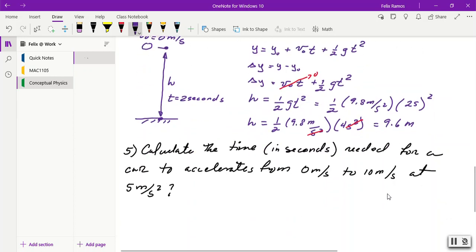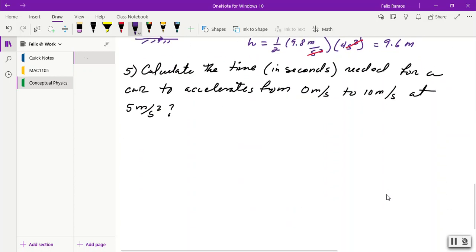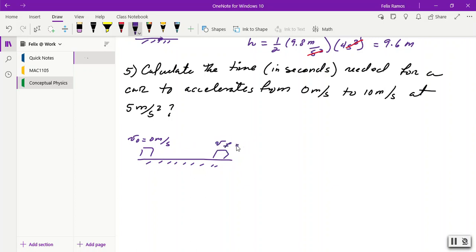And there is here a final problem. Let's say: calculate the time in seconds needed for the car to accelerate from 0 meters per second to 10 meters per second at 5 meters per second squared. So what we know in this case, we have our car over here. Here we have an initial velocity of 0 meters per second. Here we have a final velocity, a final speed, of 10 meters per second.